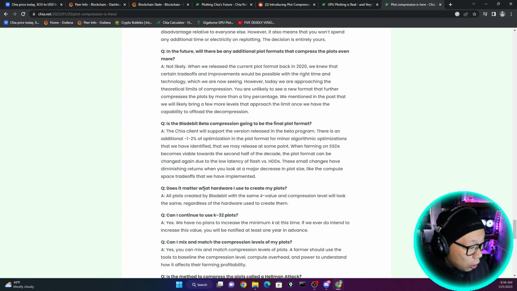Doesn't matter what hardware I use to create my plots. All plots created by BladeBit that have the same K value and compression level will look the same regardless of hardware used to create them.